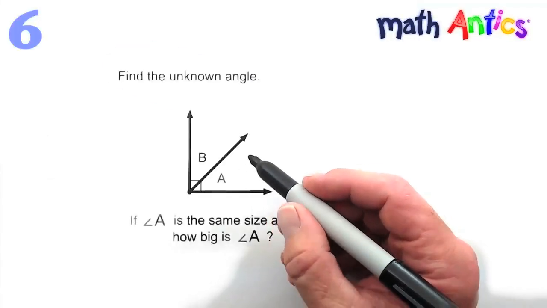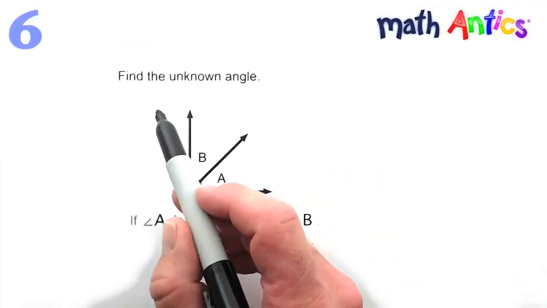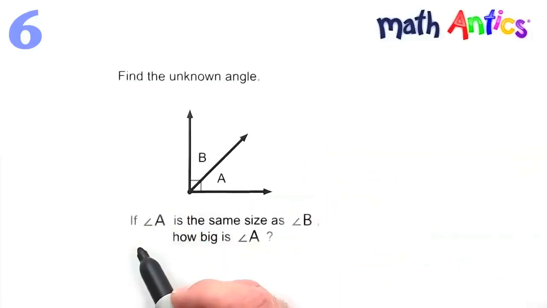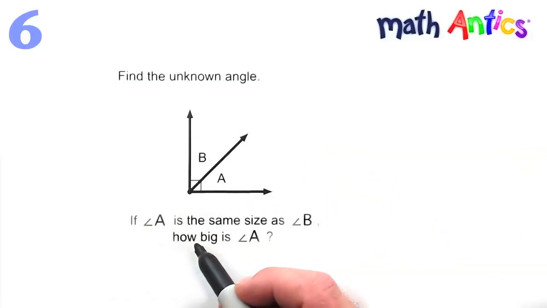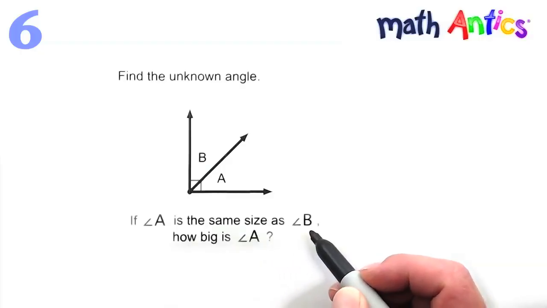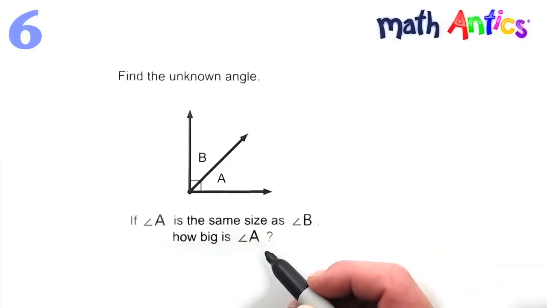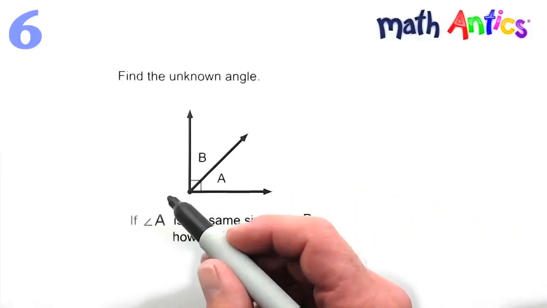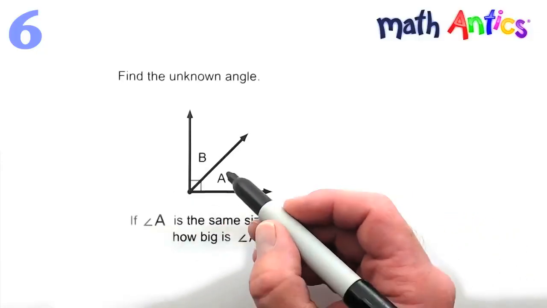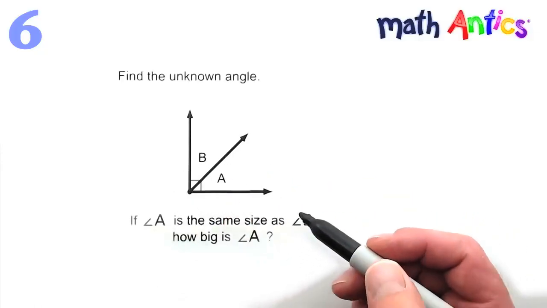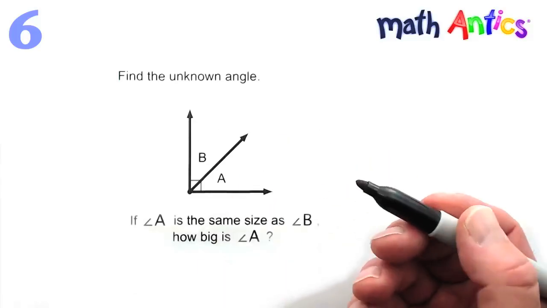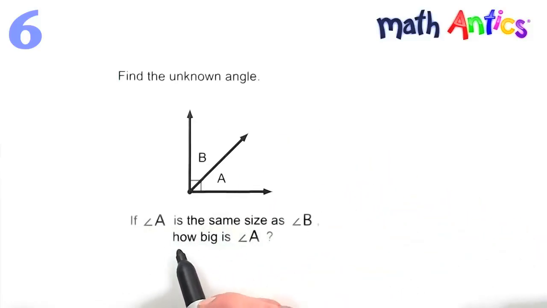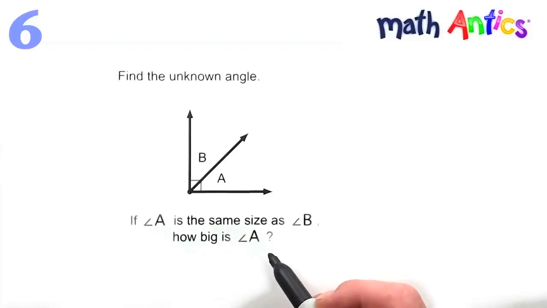Okay, the last problem is a bit of a tricky one. It also wants us to find the unknown angle. It gives us a diagram here, and then it says below, if angle A is the same size as angle B, how big is angle A? The tricky part is it doesn't give us any numbers or values at all. It doesn't tell us how many degrees anything is, so we have to figure out what we know about this problem that can help us to solve it. How will we be able to tell how big angle A is?